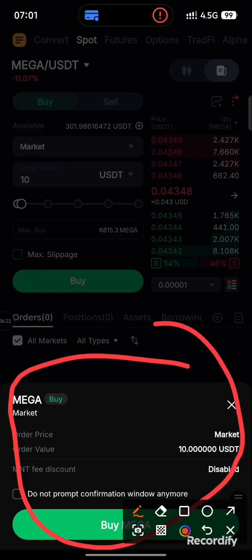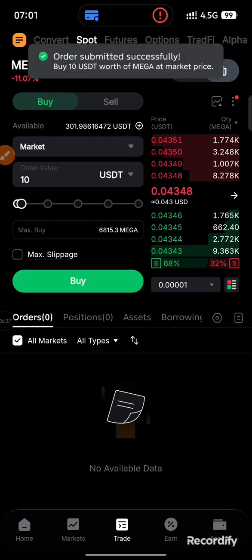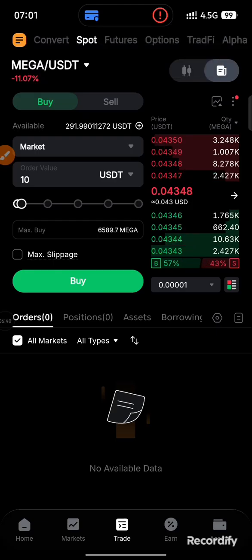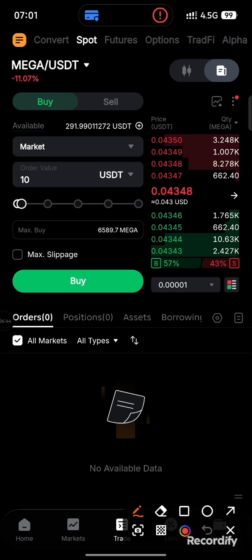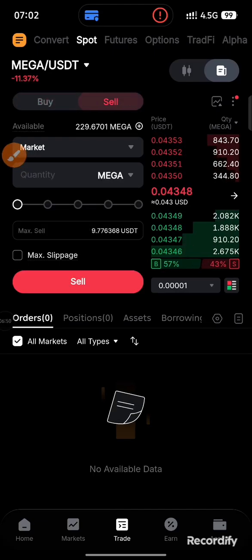It's telling me that I'm purchasing this at market price. It's telling me that my order value is 10. That is, I'm using 10 USDT for this particular trade. All right, so I'm going to click on proceed to buy. I'll click on buy. Now my trade has been executed instantly. Now you have seen that my USDT here has been debited by 10. So I'm going to click on sell here now to see what is available for me.